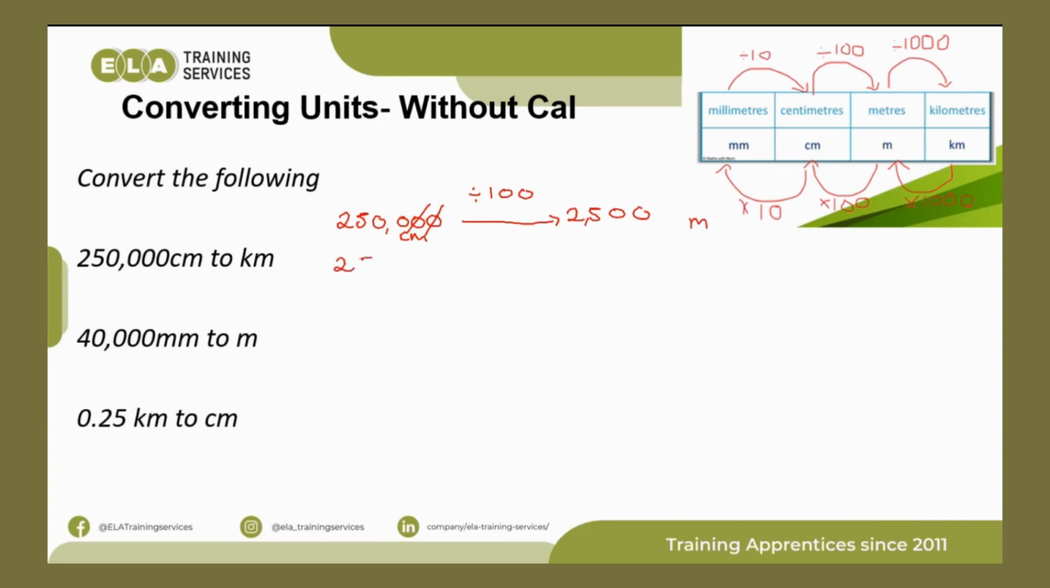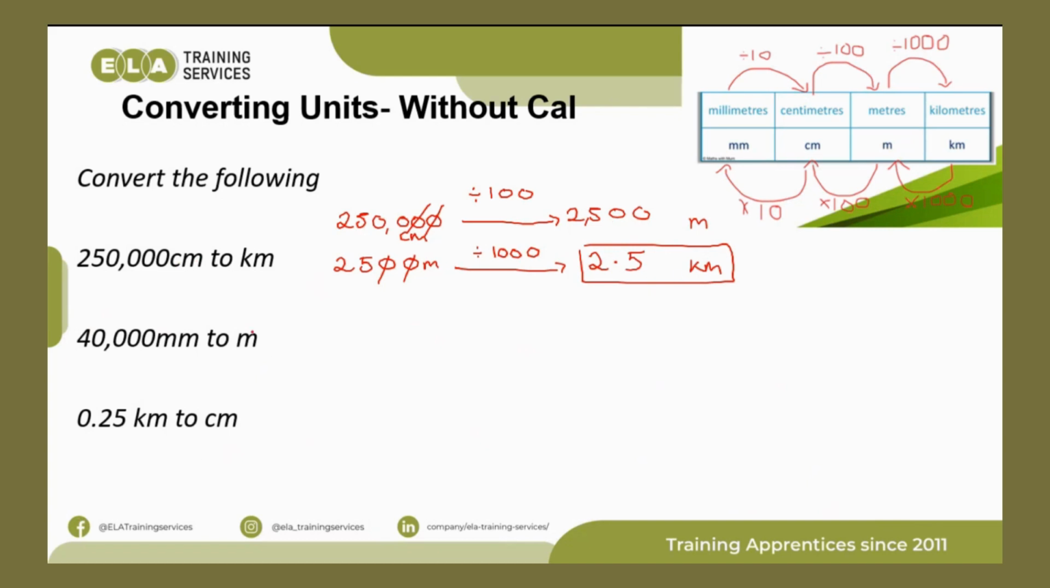We're then going to take that 2,500 metres and we're going to move it to kilometres now. So now we're going to divide by 1,000. And an easy way to do this is to do it in sets of 10. So 2,500 divided by 10 would be 250. Divide by 10 again, which would be 25. Divide by 10 again would be 2.5 kilometres. And you have got your answer. So 250,000 centimetres to kilometres is 2.5.